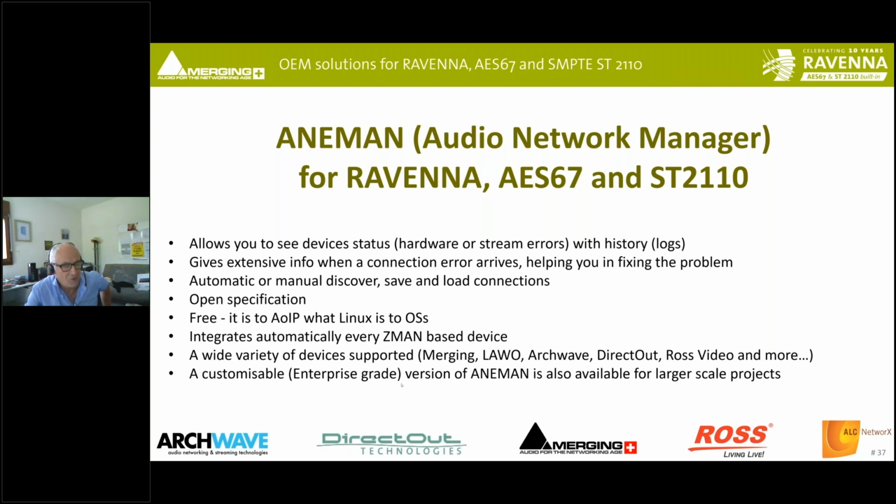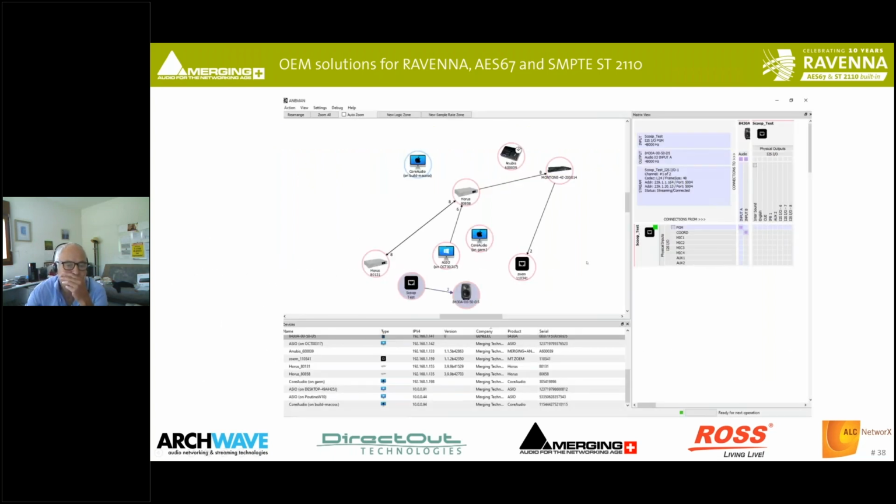There is an enterprise-grade version of Animan, which is also available for larger scale projects. Essentially, to see how it is giving you control, this is how it looks. You have an overview of your network with your various devices, and immediately see which number of channels are being shared between devices. You can even see different networks which are separate in functionality since they don't talk to each other. This is the world view.